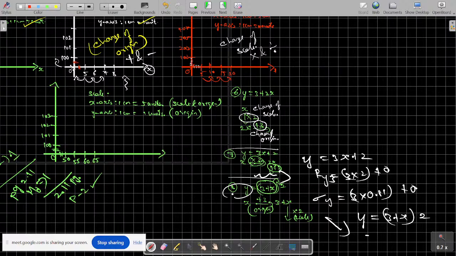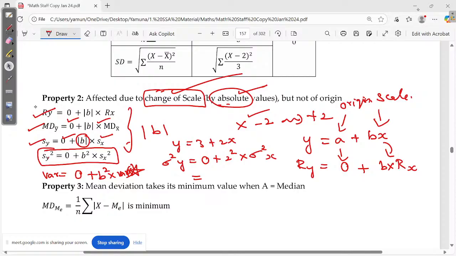For the 8th case, y is equal to 3 plus x into 2. Please don't do it directly. Instead, we can multiply to get 6 plus 2x. You're not okay directly with the concept, because if you put 0 here, it will not match. So you can take this as 6 plus 2x. So this is the change of scale and origin part.